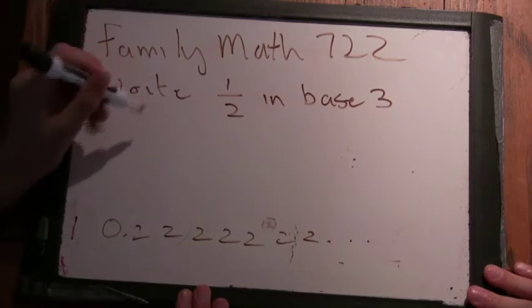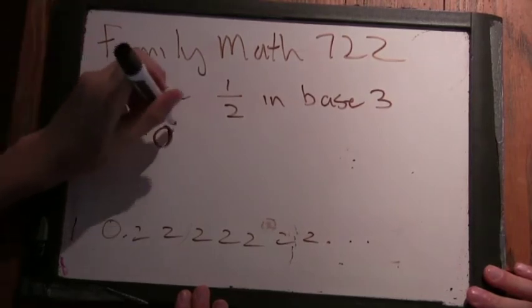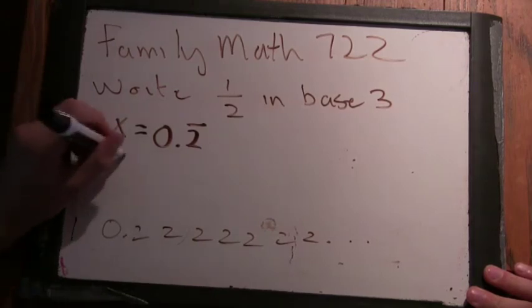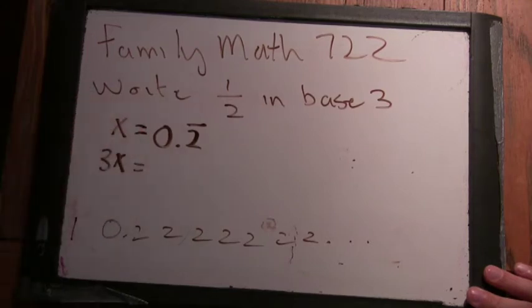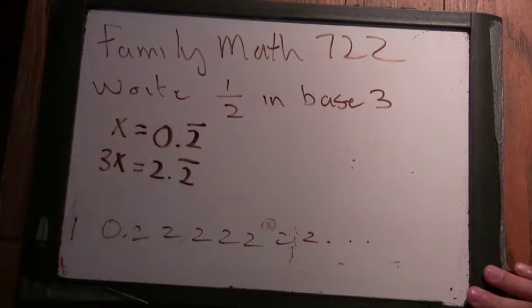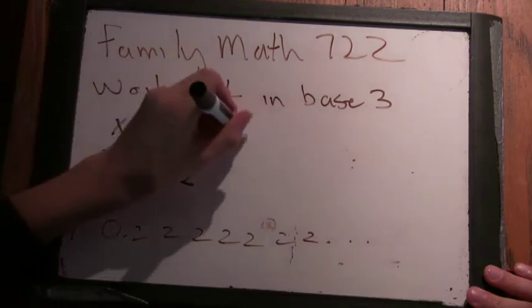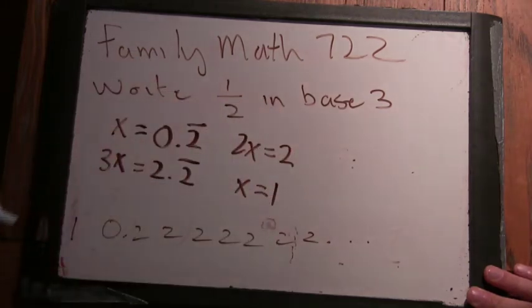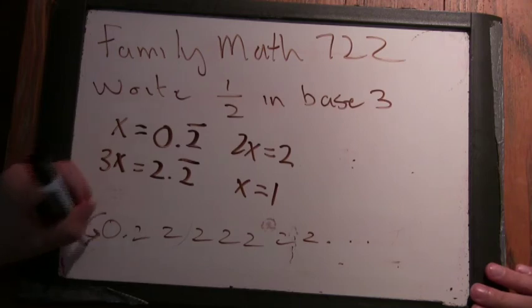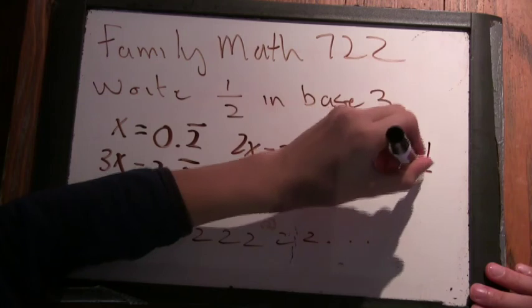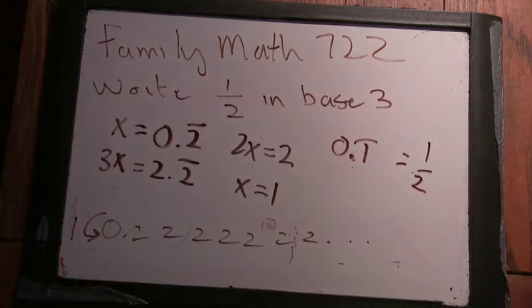I'm just going to say that x equals 0.2 repeating. This is all in base 3. Which means that multiplying by 3 is the equivalent of multiplying by 10 in base 10. So it's 2.2 repeating. Now we can subtract these and say that 2x equals 2, so x has to be 1. Interesting. Then you divide. So this is 1, and then I can divide by 2 and get 0.1 repeating is 1/2. Very nice. That's great work.